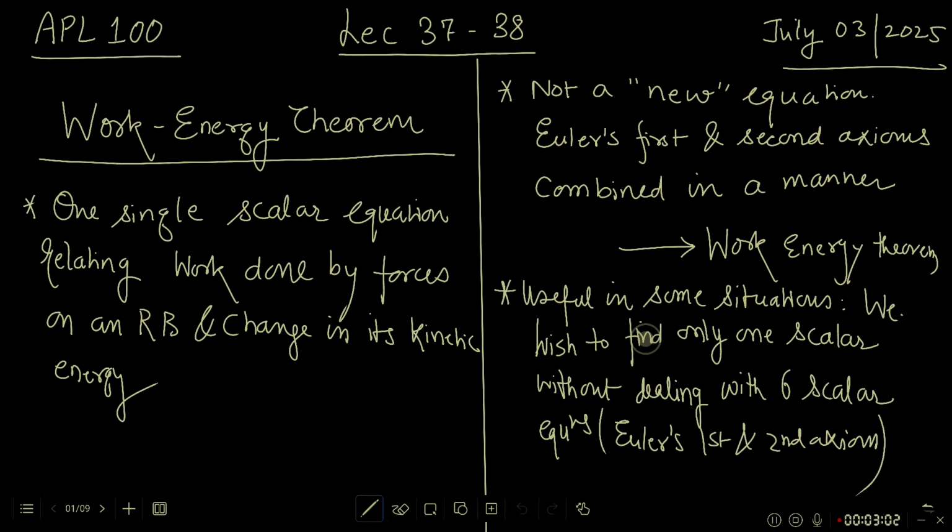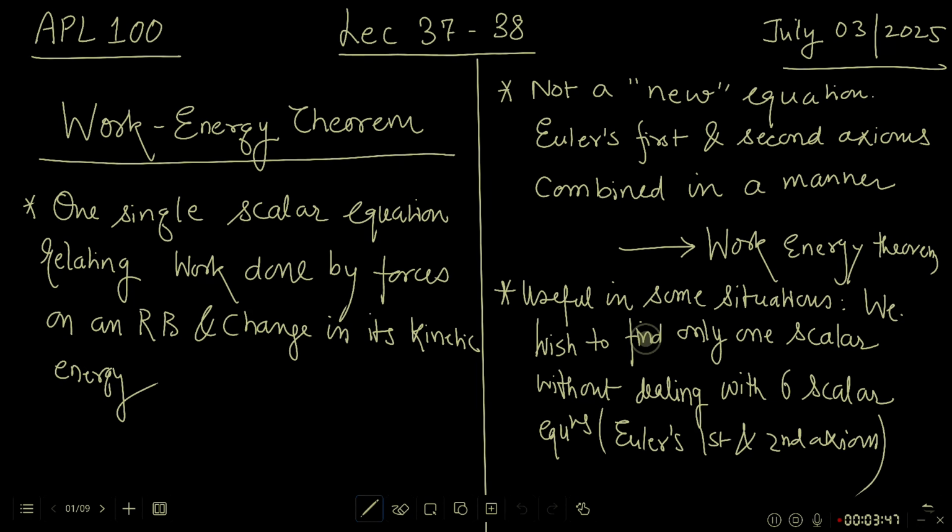Now keep in mind that the work energy theorem, which we will derive in a little while, is not a new equation. It's not an independent equation. In the context of the two equations that we already have, Euler's first axiom and Euler's second axiom are already there in the background. The work energy theorem is somehow a combination of those two equations. It is not a new equation.